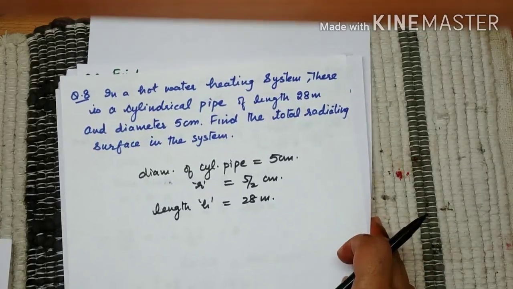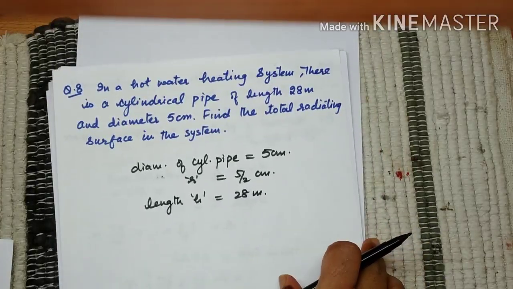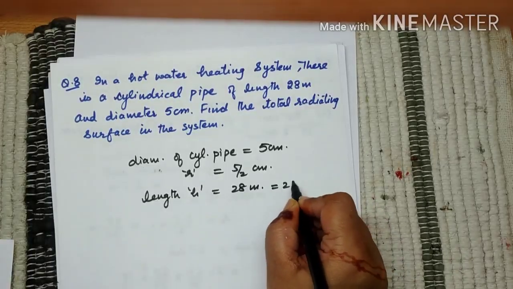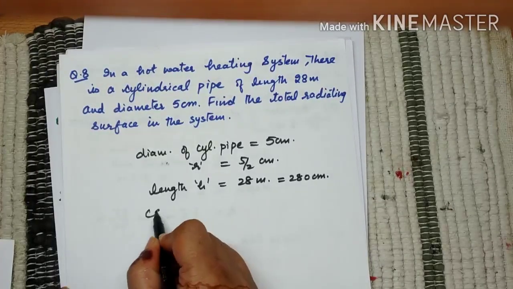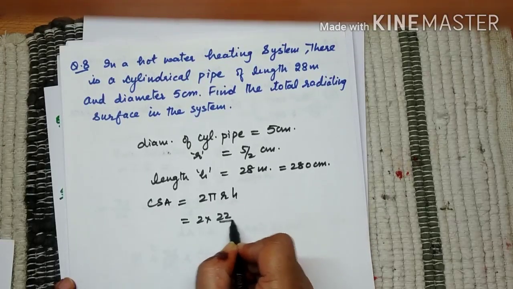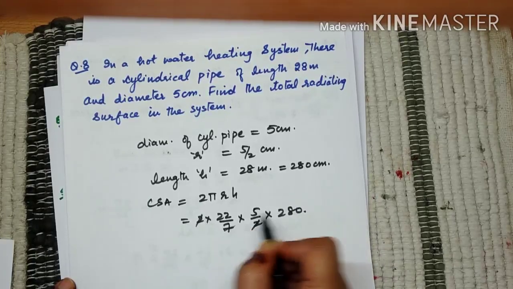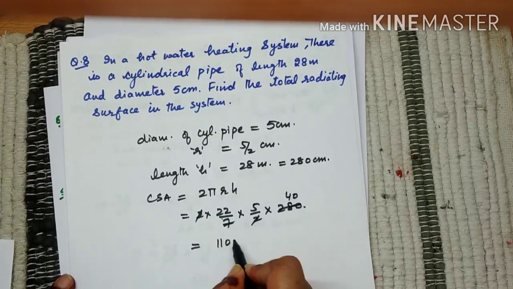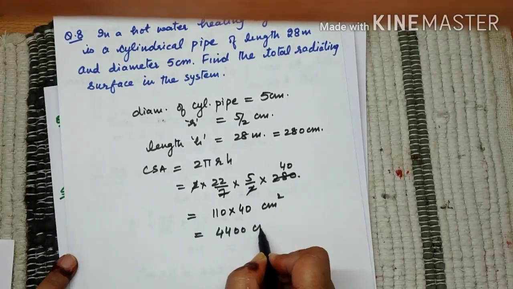So what should we do, children? The choice is yours. Since in the question it's not given whether you need to find it in meter square or centimeter square, the choice is entirely yours. Let's convert into centimeters. Now CSA will be 2 pi RH. So 2 into 22 by 7, radius is 5 by 2 and height is 280. 2 and 2 gone, 7 fours are 28 and 0. So I get 22 into 5 is 110 into 40 centimeter square. So this gives me 4400 centimeter square.